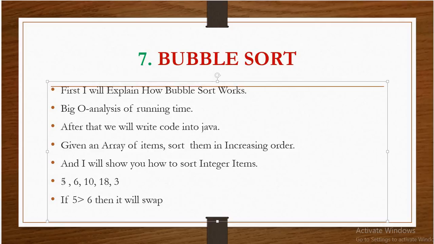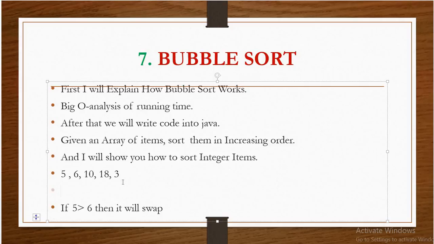Now here I am watching 5, 6. 5 is less than, not greater, so it will not swap and the order will be the same. After that it will check the next two elements 6, 10. If 6 is greater than 10, then it will swap, but it's also smaller. Now 10 with 18, like this, at each step we have to check. 10 is also smaller, so no need to swap. After that 18, 3. 18 is greater than 3, so here our numbers will be swapped and our new list will be like this: 5, 6, 10, and 3 and 18 will be swapped and the order will be like this.